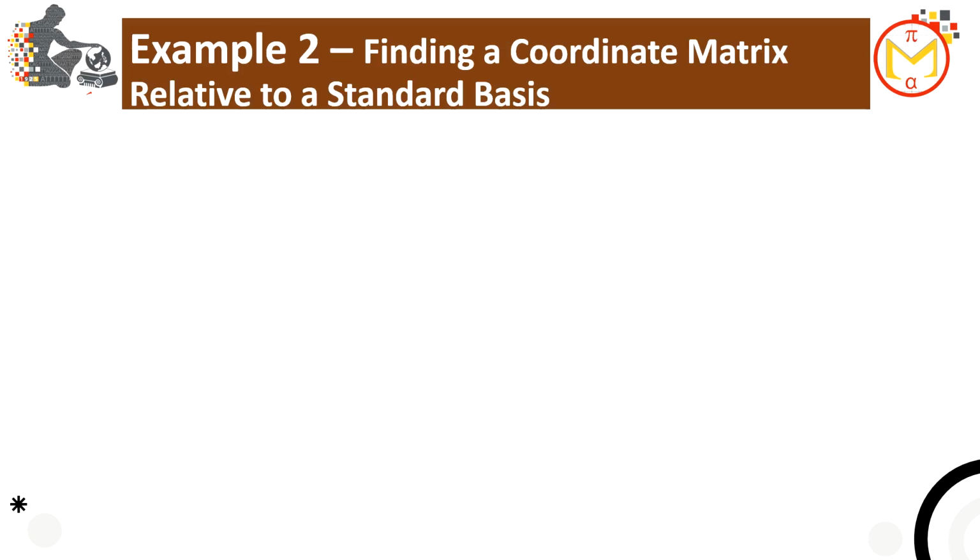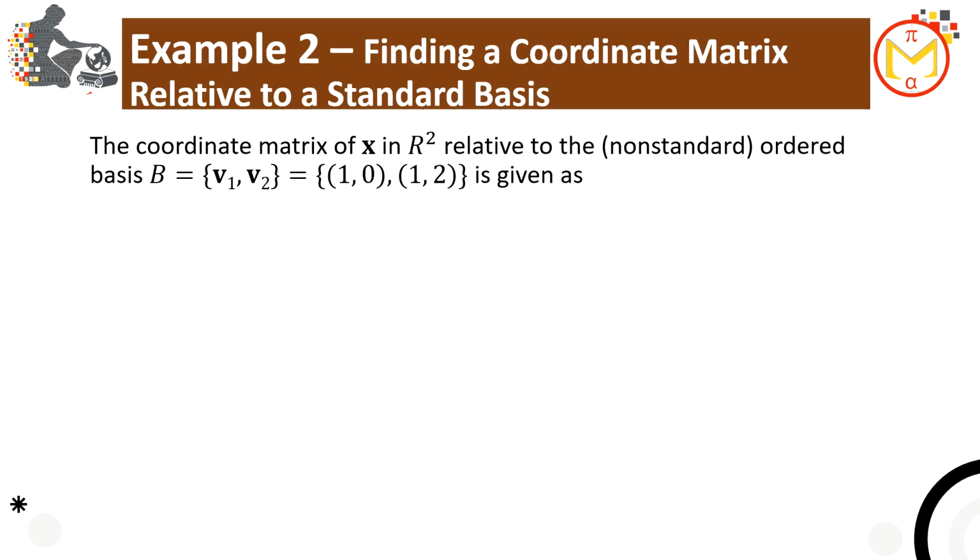Now let's have example 2. The coordinate matrix of x in R2 relative to the non-standard basis. So we have here the non-standard basis, so your B is (1, 0) and (1, 2). Okay? And your coordinates relative to B is (3, 2).